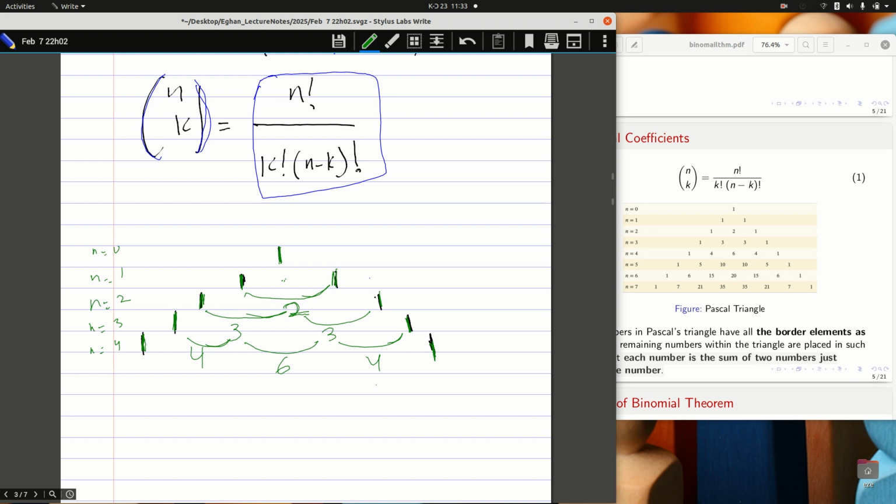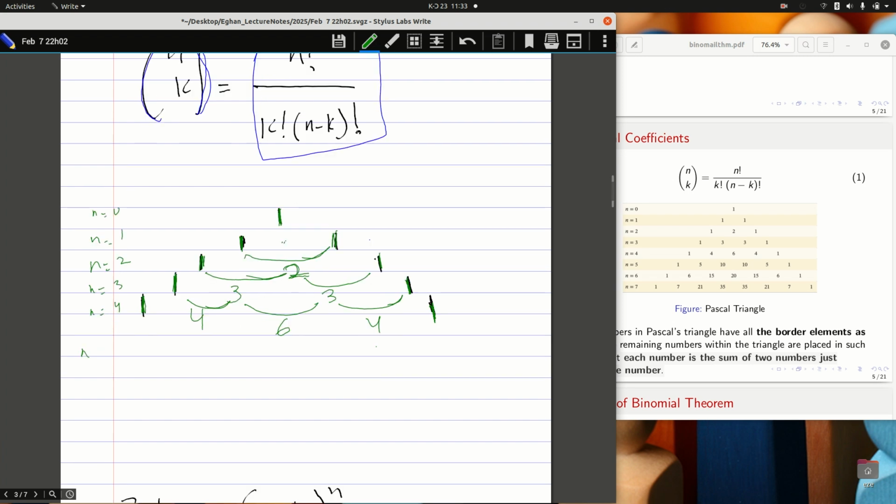When n is 5, I have my border to be 1. When I add this, I have 5. 4, 6 gives me 10. 6, 4 is 10. 4, 1 is 5, and then the 1. We are adding the sums of the above terms.